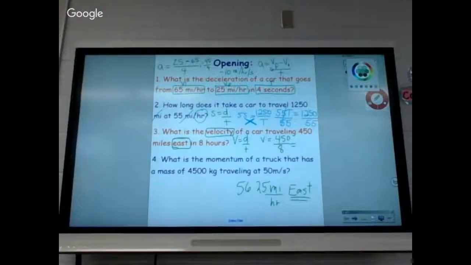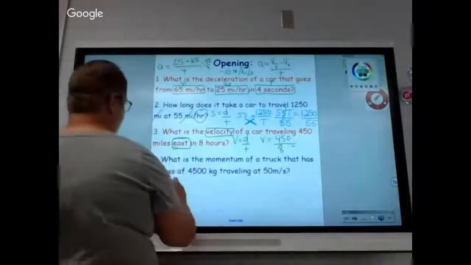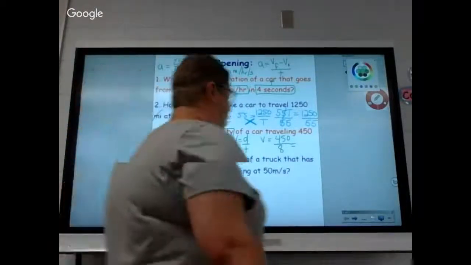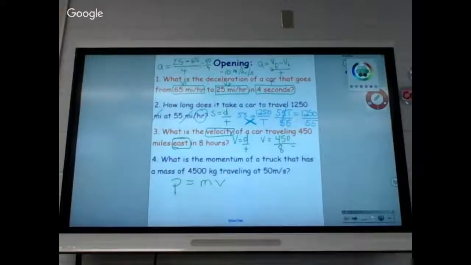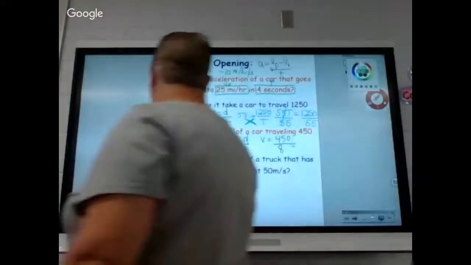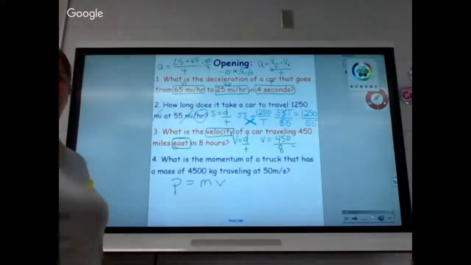Calculate momentum. What was the formula for momentum? Cynthia, shh, I'm calling on people. Cynthia, what's the formula for momentum? It's on the sheet. Yes. Okay, so the formula is P equals MV. All right, so what are we solving for in this question, Drew? Momentum, right? So we're solving for momentum. So what letter is that?